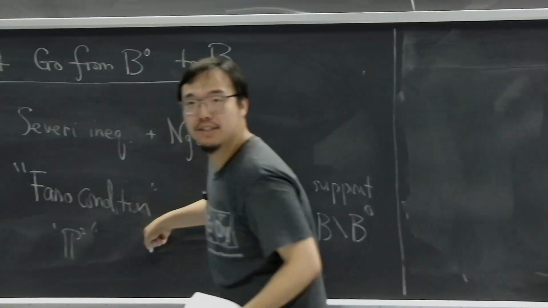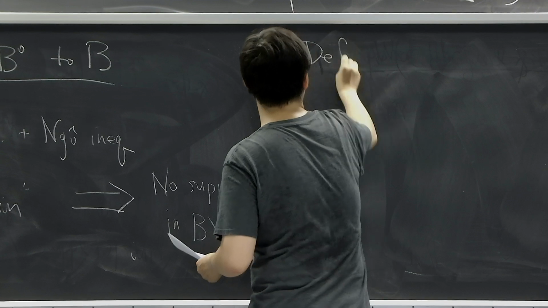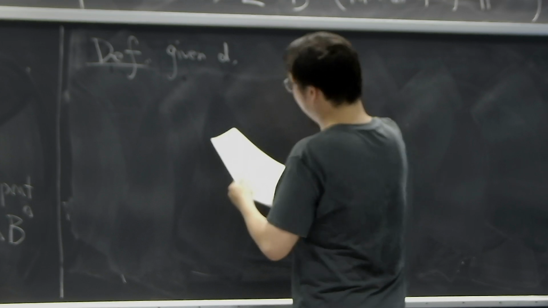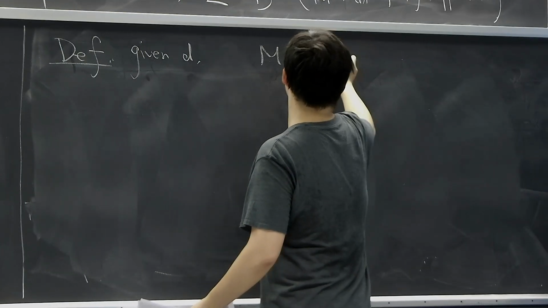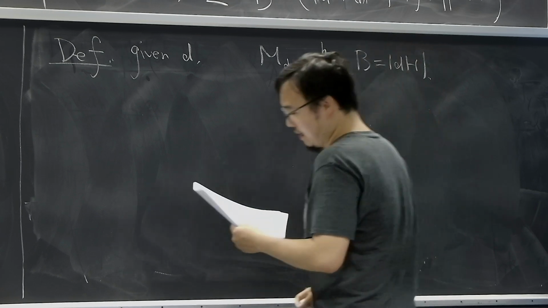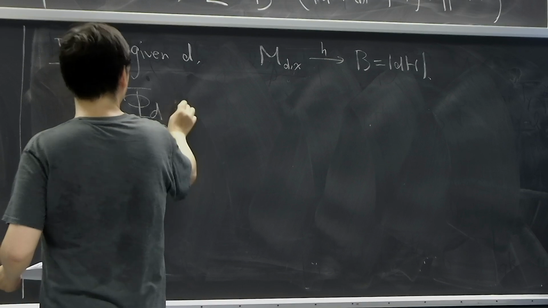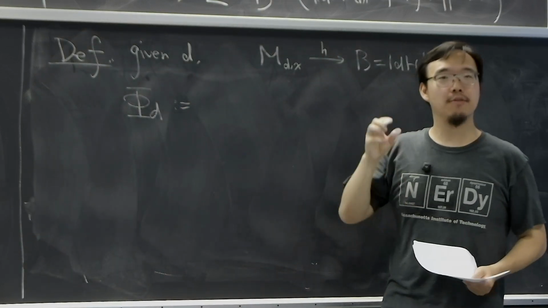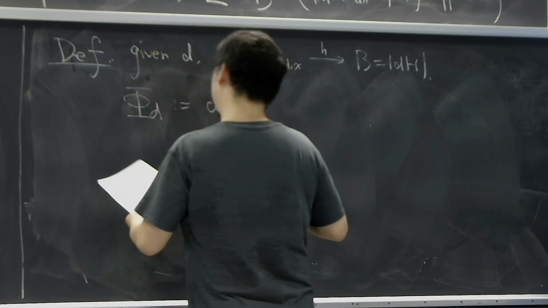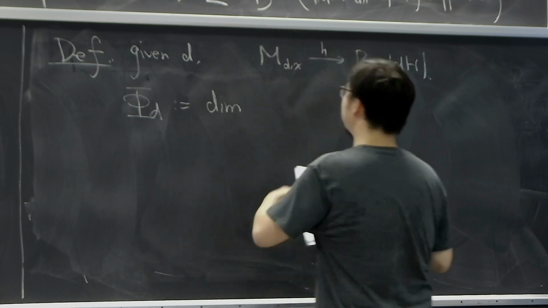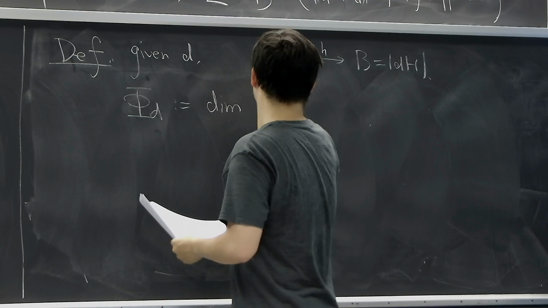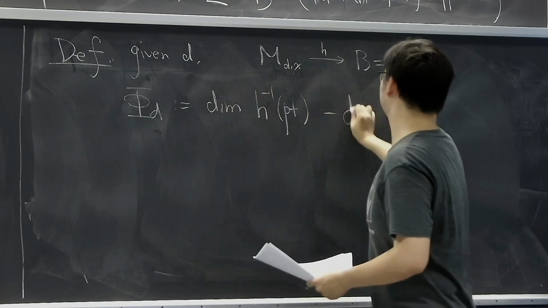Okay, so to see how the Fano condition plays a role, let's consider the following definition. Given D, we consider M_{D,chi}, with the morphism from this to B, which is the Hilbert-Chow map h. And we define phi(D) to be a function measuring the difference between the fiber and the base. The fiber dimension only depends on D, not on chi. So we consider phi(D) to be the dimension of the fiber minus the dimension of the base.